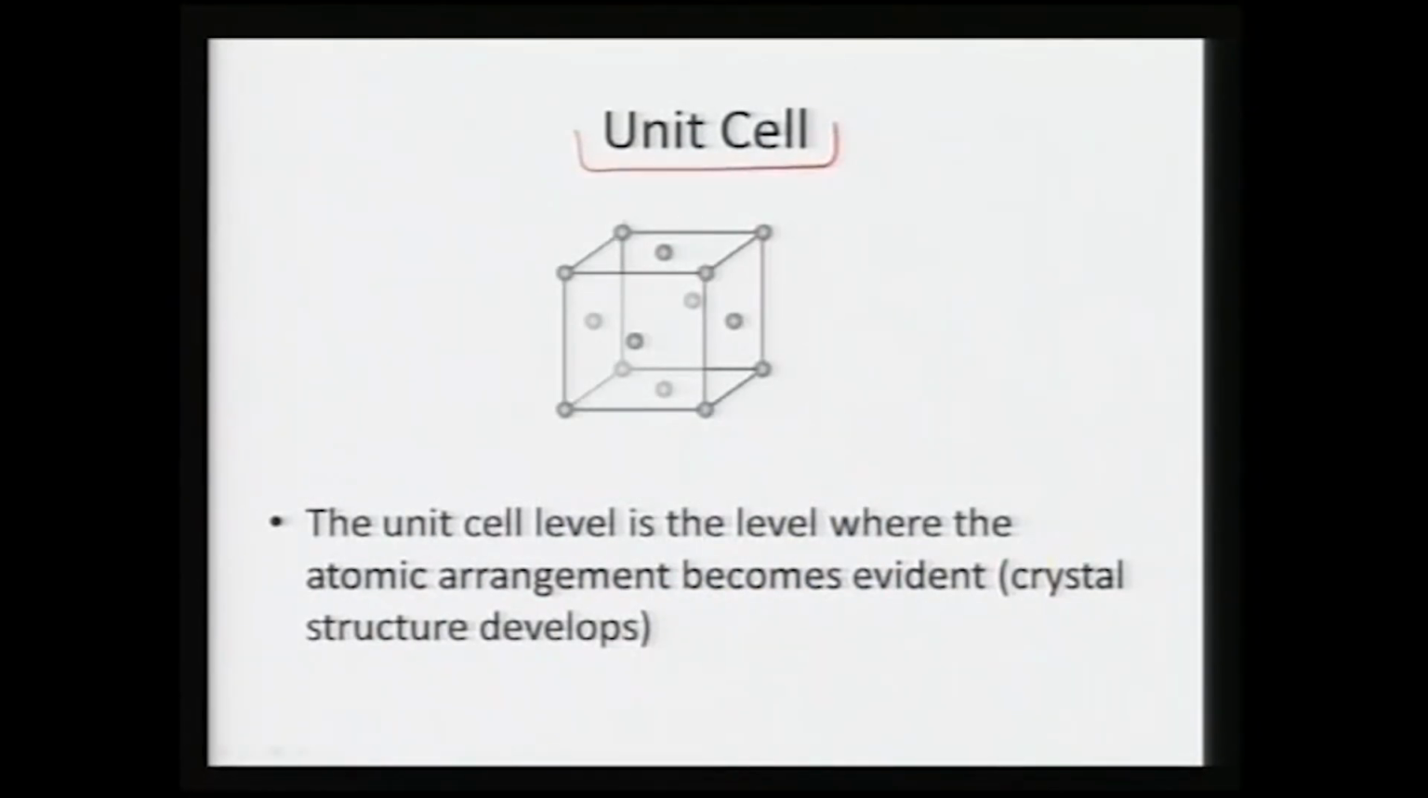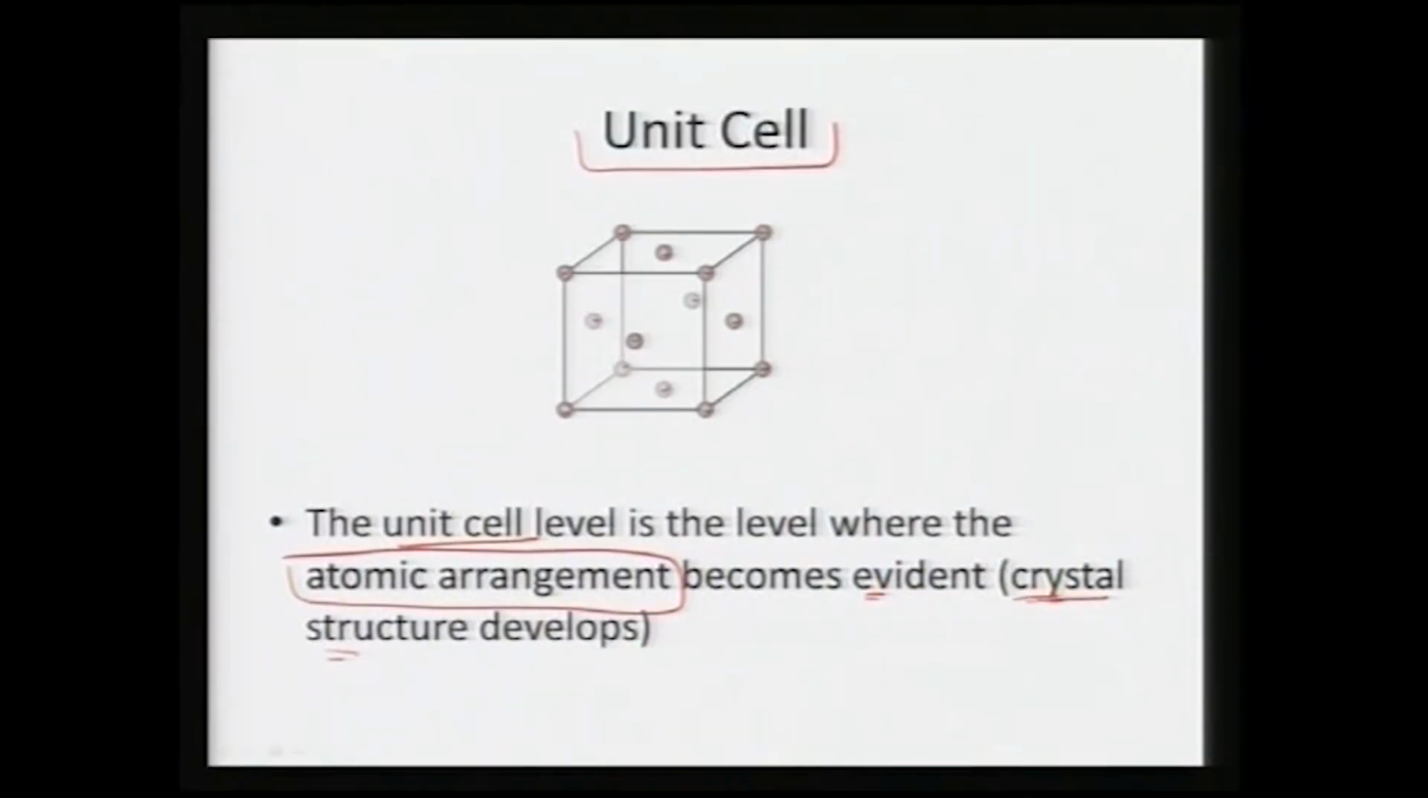Many atoms come together and form a repeating unit, which is termed a unit cell for a particular crystal. In this particular case we have an FCC unit cell, a face centered cubic lattice in which we have atoms sitting. A unit cell is a level where we can start seeing the atomic arrangement. Because of a certain pattern in which we are able to associate the atoms, it becomes much more evident, and now there is something called a structure. So, now we are developing a crystal structure.